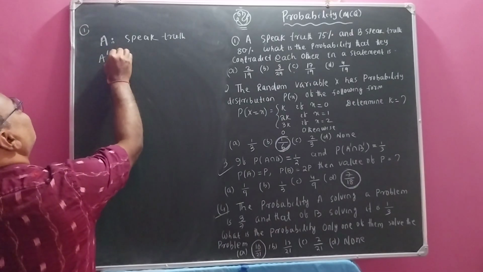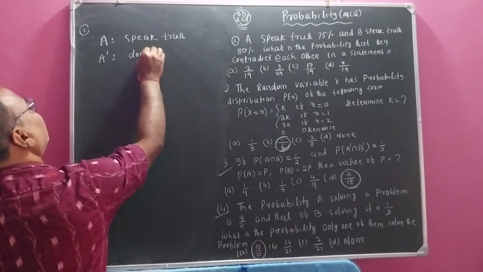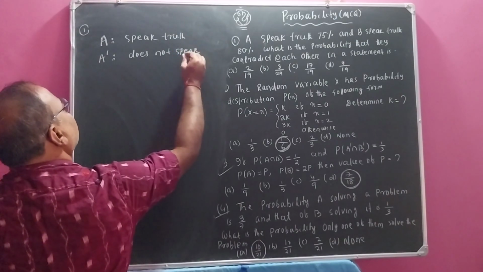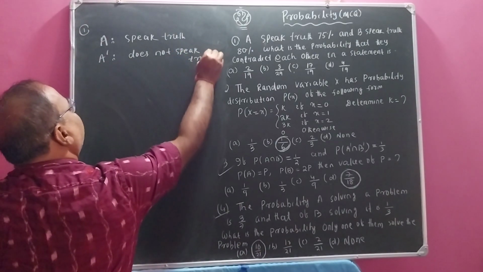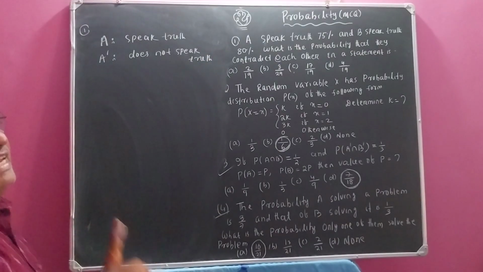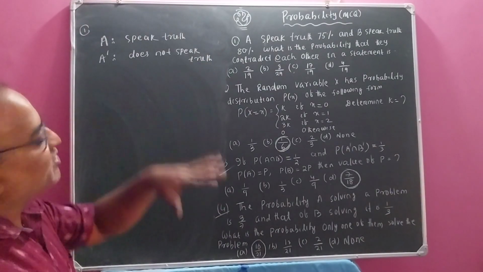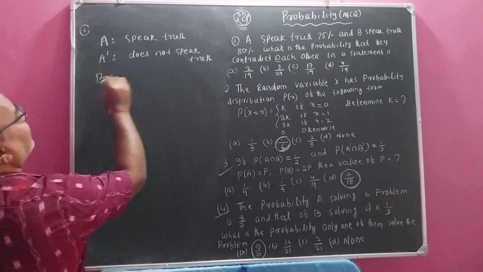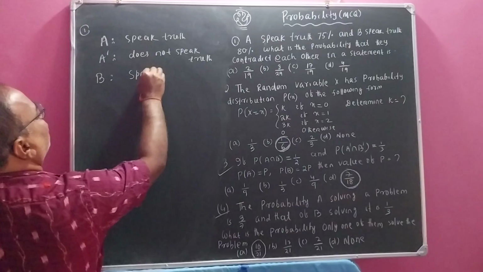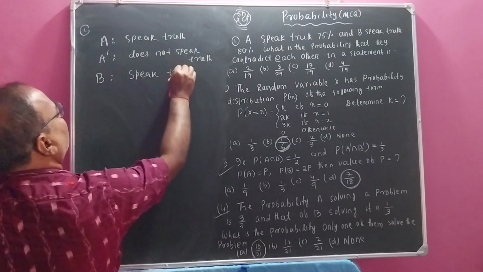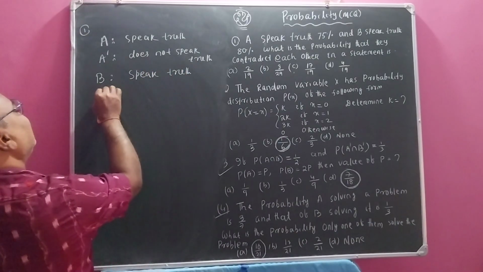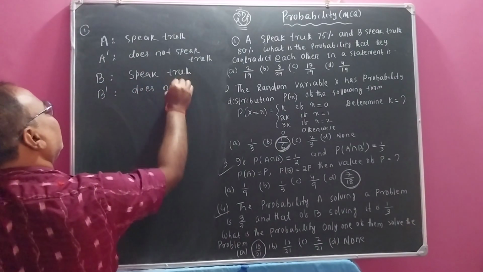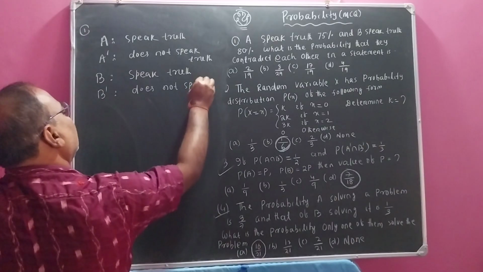A dash means does not speak truth. Contradict means if one speaks truth, then it's a contradiction that the other does not speak truth. A is given to speak truth. B dash does not speak truth.